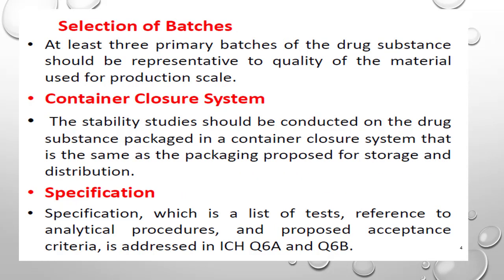Selection of batches. How are we going to select the batches? At least 3 primary batches of the drug substance, which should be representative of the quality of the material used for production scale. So at least 3 primary batches we are going to take, and whatever material we are going to use for the production, we need to check for that particular material.